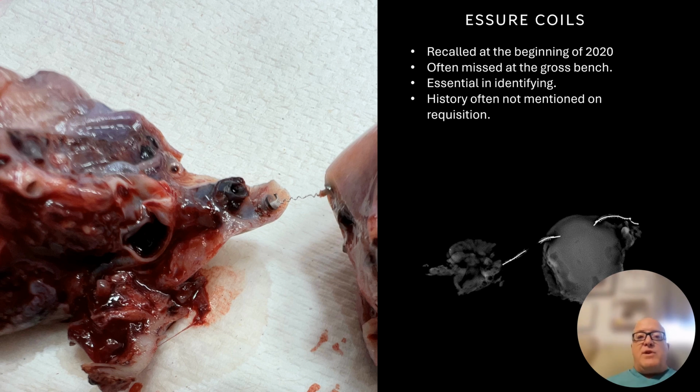We want to make sure that we document, just like we document with markers in the breasts. Sometimes you need to document these uteri have the Essure coils in them as well, and we'll radiograph it, put it into the LIS.